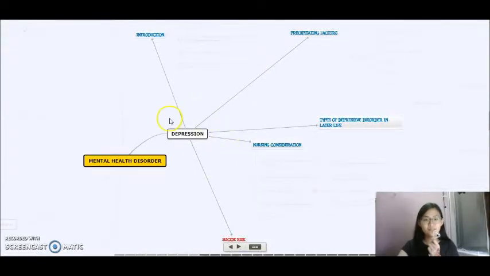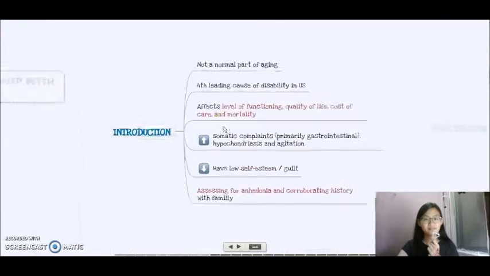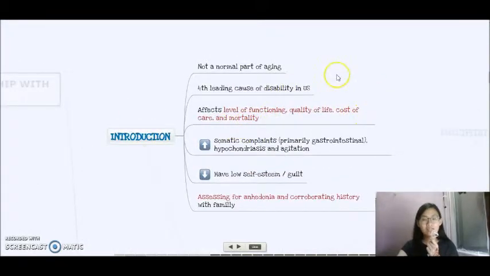Next, let's proceed to depression. I'm going to give some introduction about depression and explain about the precipitating factors, type of depressive disorder in later life, nursing consideration, and suicide risk. Everyone should know that depression is not a part of aging and is the 4th leading cause of disability in the United States, because depression can affect their level of functioning, quality of life, cost of care, and mortality.